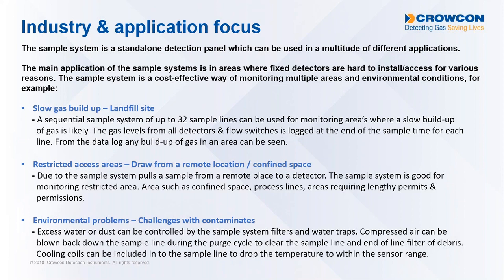Another issue that we can look at is the temperature, which we touched on. So cooling coils can be included onto the sample line in order to drop the temperature within the sensor range. So we're not going to be exposing the sensor to a high temperature as it's coming down the sample line. We can condition it to the right situation to allow us to detect it correctly.